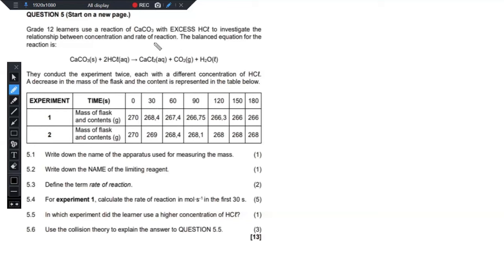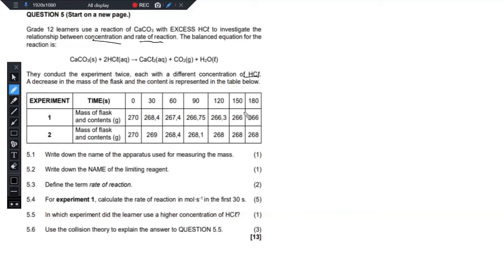Then grade 12 learners use a reaction of calcium carbonate with excess hydrochloric acid to investigate the relationship between concentration and the rate of reaction. The balanced equation for the reaction is as follows. They say they conduct the experiment twice, each with a different concentration of hydrochloric acid. A decrease in the mass of the flask and the content is represented in the table below.